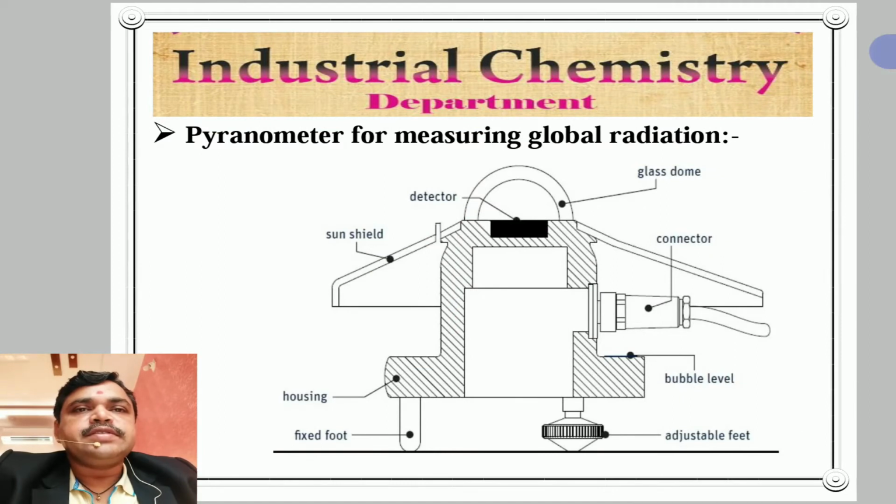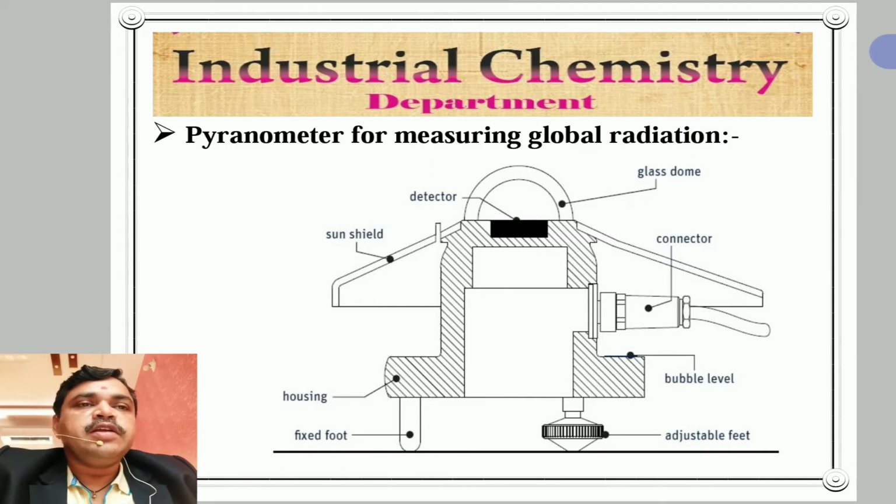Next is the pyranometer. We see above there are three types of radiation. Number one is beam or direct radiation, number two is diffuse radiation, and number three is total or global radiation. Here is the pyranometer for measuring global radiation.